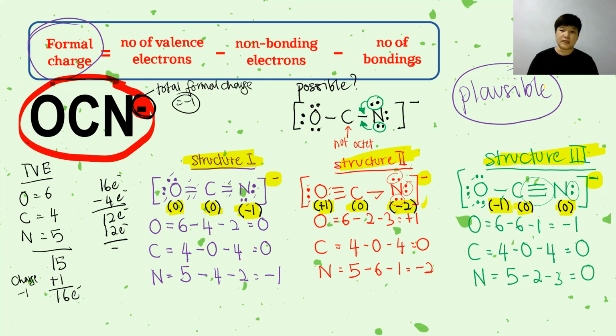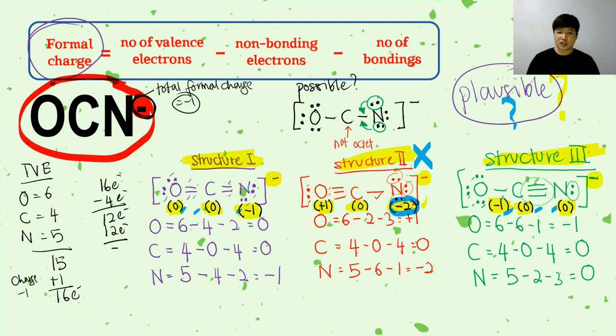The question over here, who is the most plausible? What do you think? Your structure 2 is definitely out. The first structure that out is structure 2. Why? Because you have negative 2 charge in there. And you can see in your structure 1 and structure 3, we only have 0, 0, negative 1. So structure 2 definitely out. But in between structure 1 and structure 3, who is the most plausible?